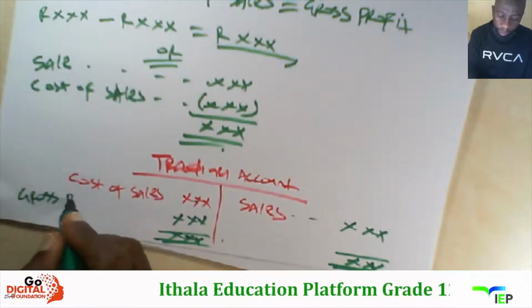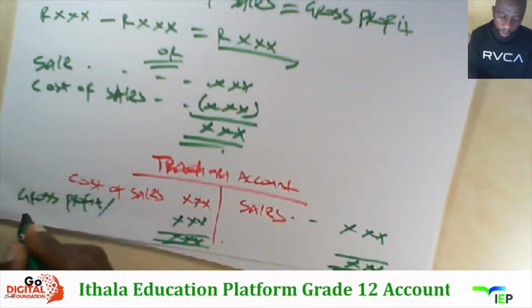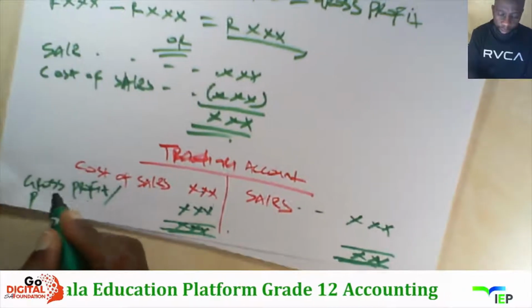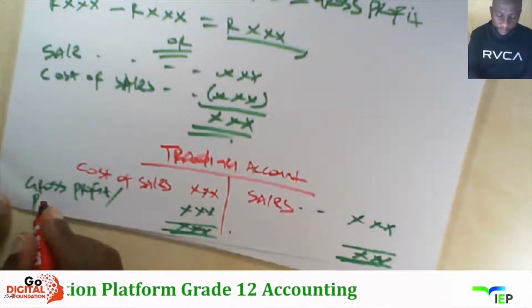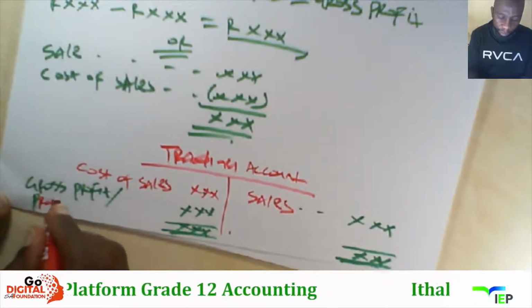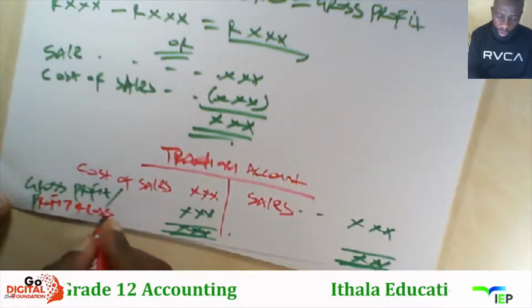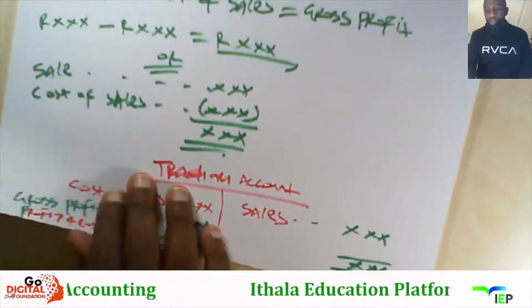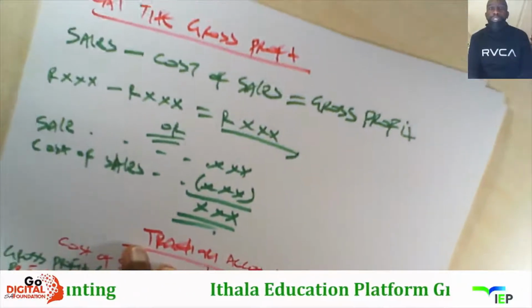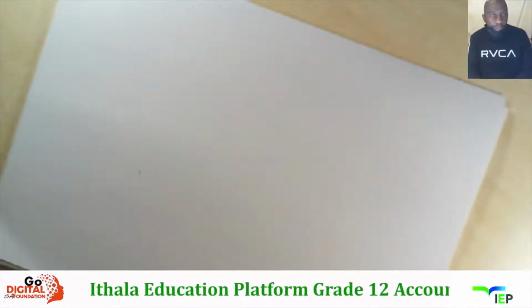Gross profit, or this is profit and loss. Gross profit or profit and loss. Okay, but now let's do the question. Let's go and do the question. At least I already laid the foundation. You now understand what it's all about. Let's do the question quickly. Okay, let's go on the question paper.